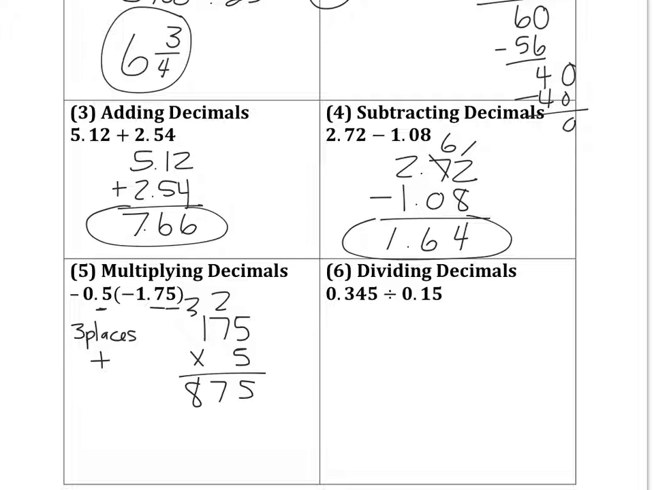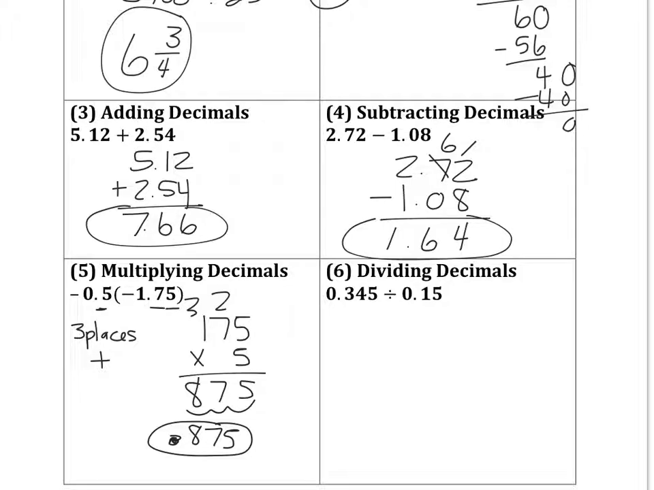Now I'm not finished. I have to go back, and it says 3 decimal places. 1, 2, 3. I'm putting that back in, so it's 0.875. And it's positive, so I don't have to write positive. It's not wrong if you write positive, I just don't have to write it.